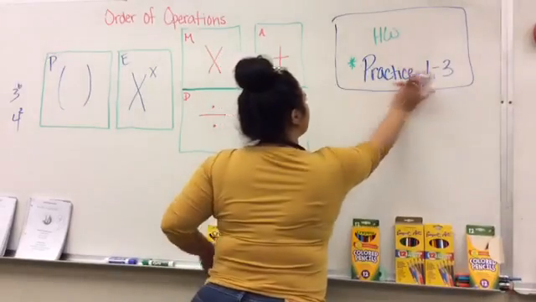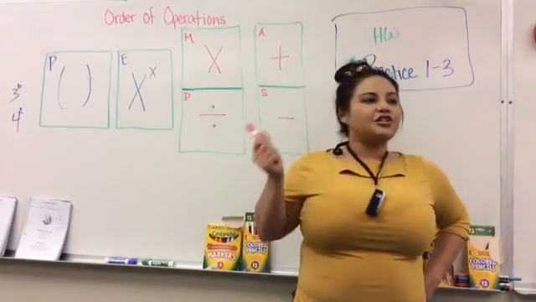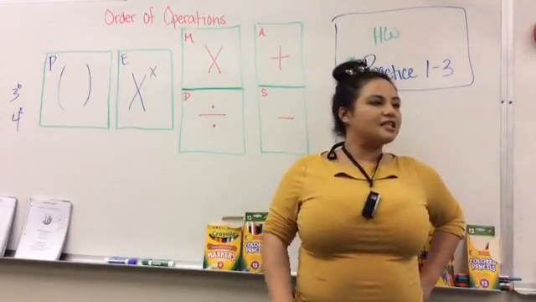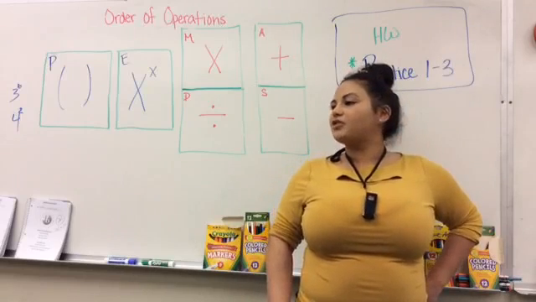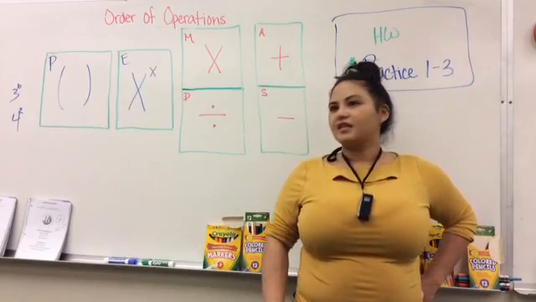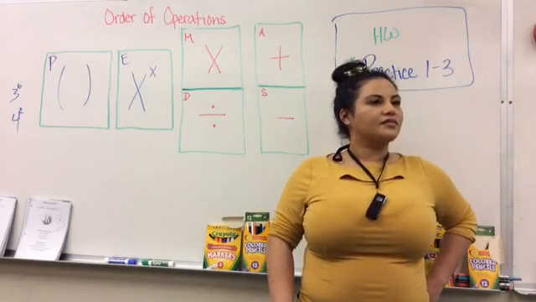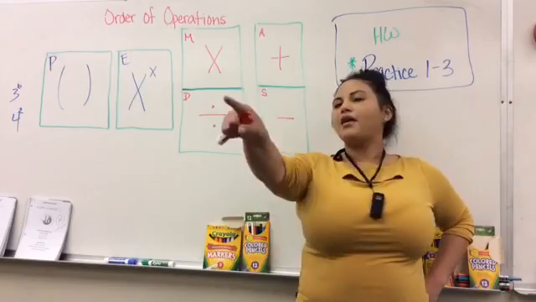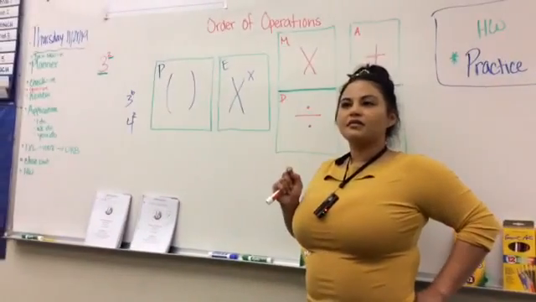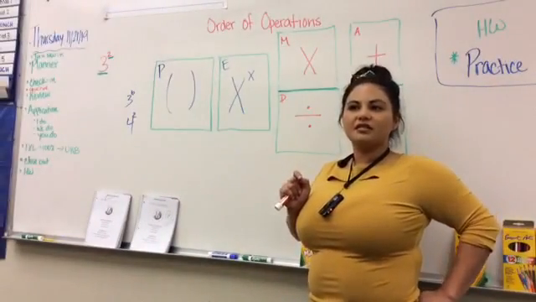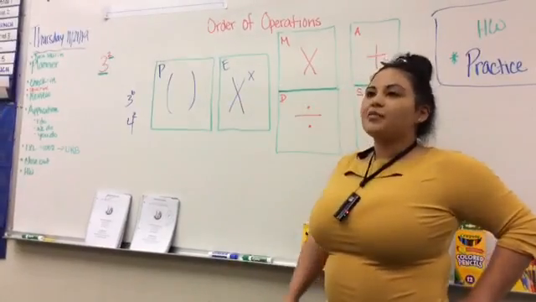So thumbs up, thumbs down, or thumbs to the side. Do we all understand the order of operations, the steps? Parentheses, exponent, multiplication or division, then addition or subtraction. Thumbs up, thumbs down, or thumbs to the side. Okay. What part are we lost on? You don't remember the steps? Is that what we're lost on? It's okay. Okay. So this is just something you're going to have to memorize, okay?